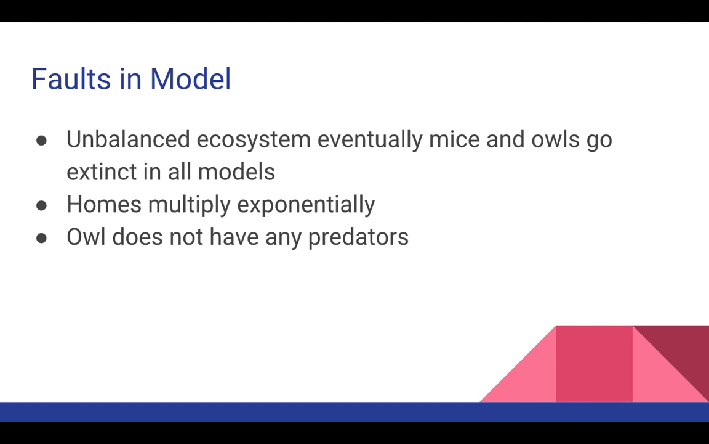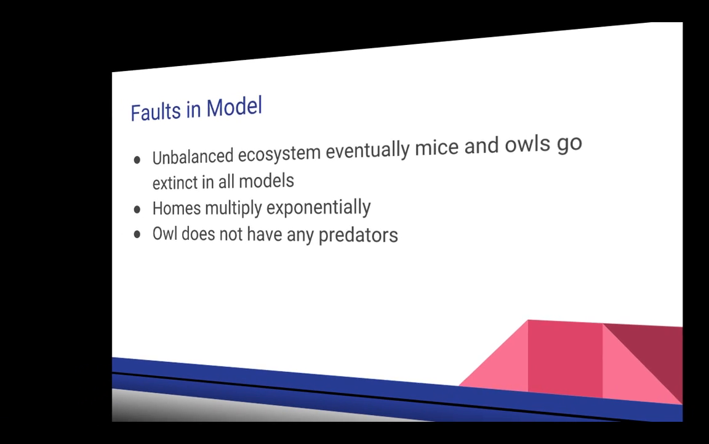Another thing I could do to increase this model and make it a little bit more complex is to give the owl a predator. Owls don't have a lot of predators, but yes, they do have some predators out there, and that would probably slow down the hunting of our mice as the urban sprawl progresses.